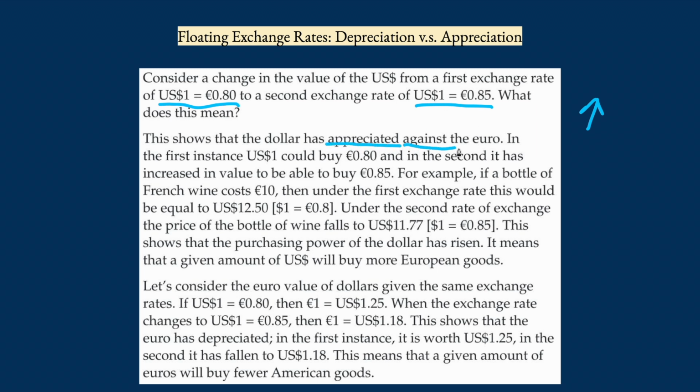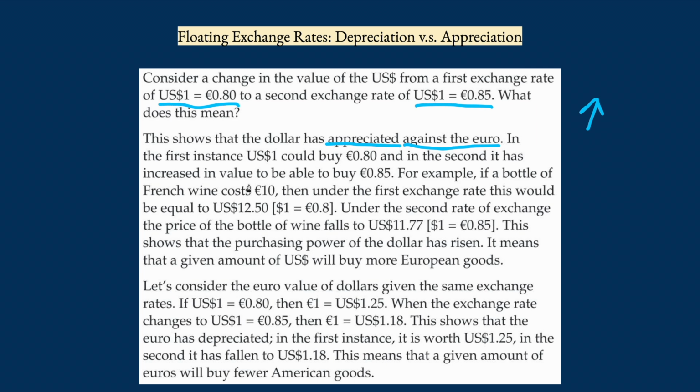So we would say against the euro in this case, but you would say against in whatever given currency is used. In the first instance, 1 US dollar could buy 0.80 euros. And in the second, it has increased or appreciated in value to be able to buy 0.85 euros. Okay, and now this is where we're going to start expanding our knowledge about calculations of fixed exchange rates, which we will need to know. But let's start with an example.